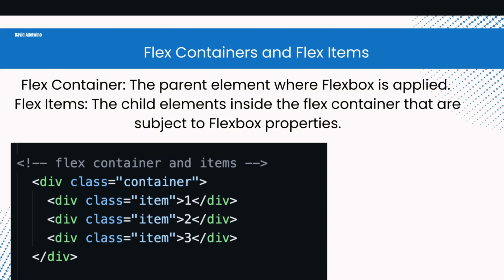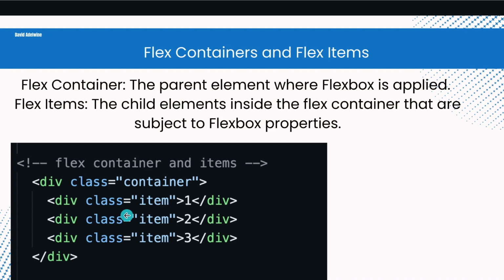These flex items are laid out and aligned according to the Flexbox rules applied on the flex container. It's only the immediate children of the flex containers that are treated as flex items. So you can see here, this is the flex container, and it is only these immediate elements that have the class of items that are treated as flex items. These flex items can either grow, shrink, or stay fixed in size, and this is dependent on the availability of space and their assigned properties.